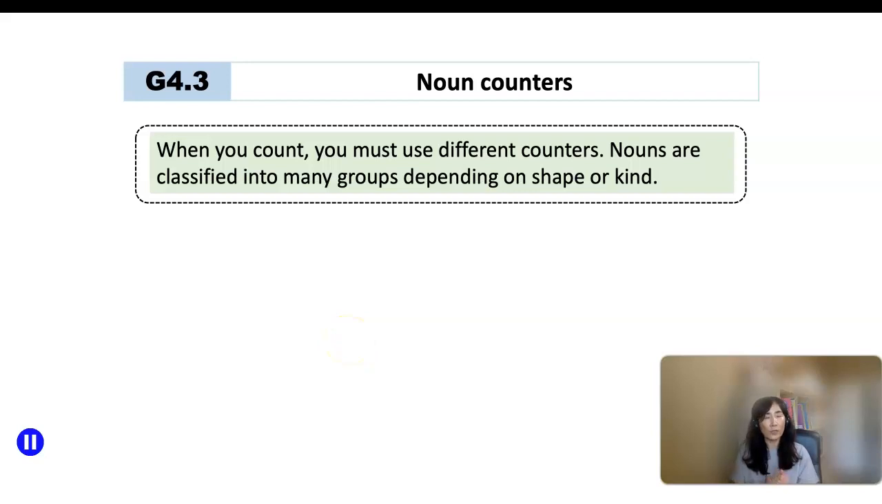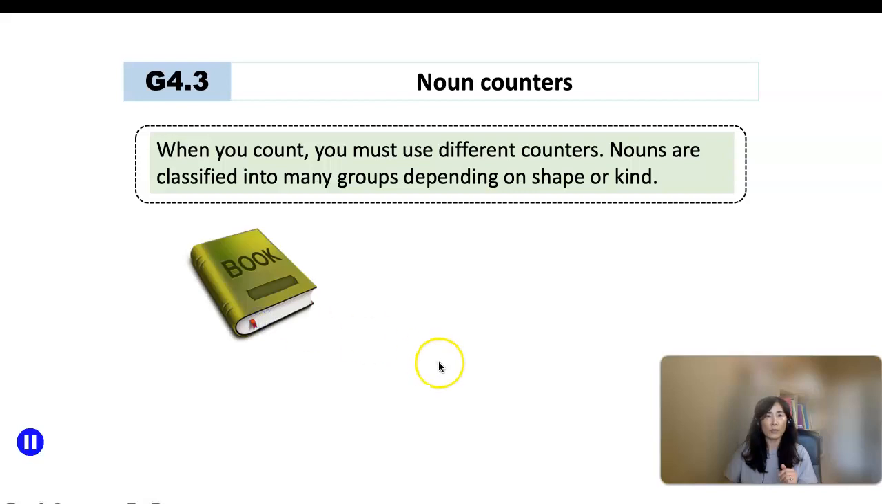So in English, when you count some item, you just say 1, 2, 3, 4. But in Korean, you have to add a counter for each different item. Use a different counter for different items. And nouns are classified into many groups depending on the shape or kind.